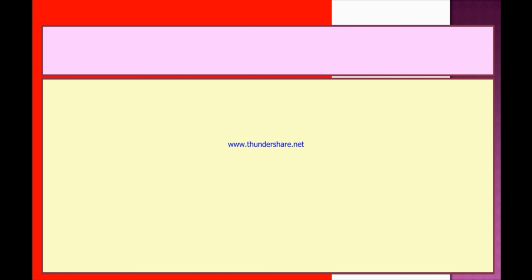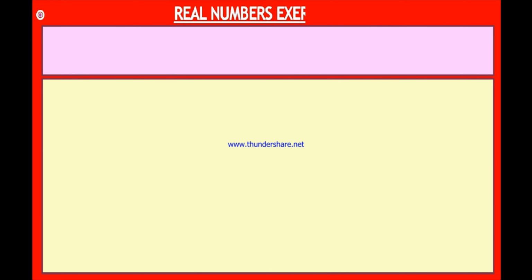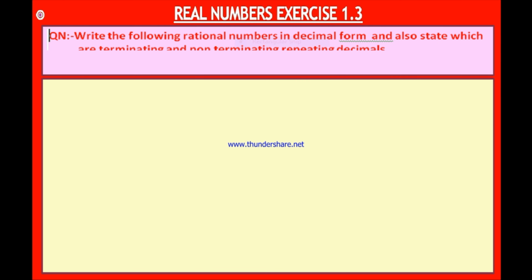Here is exercise 1.3. Question number 1. Write the following rational numbers in decimal form and also state which are terminating and which are non-terminating repeating decimals. I shall repeat. Write the following rational numbers in decimal form and also state which are terminating and which are non-terminating repeating decimals.